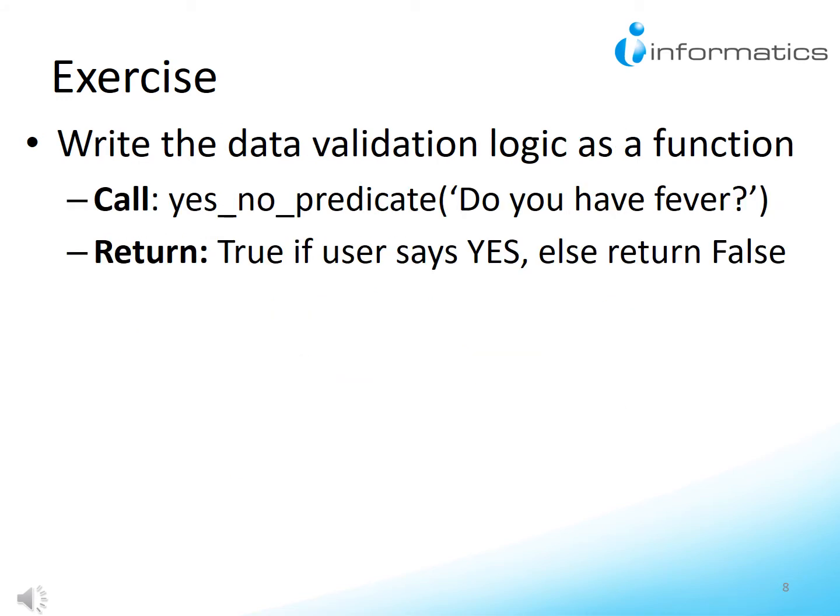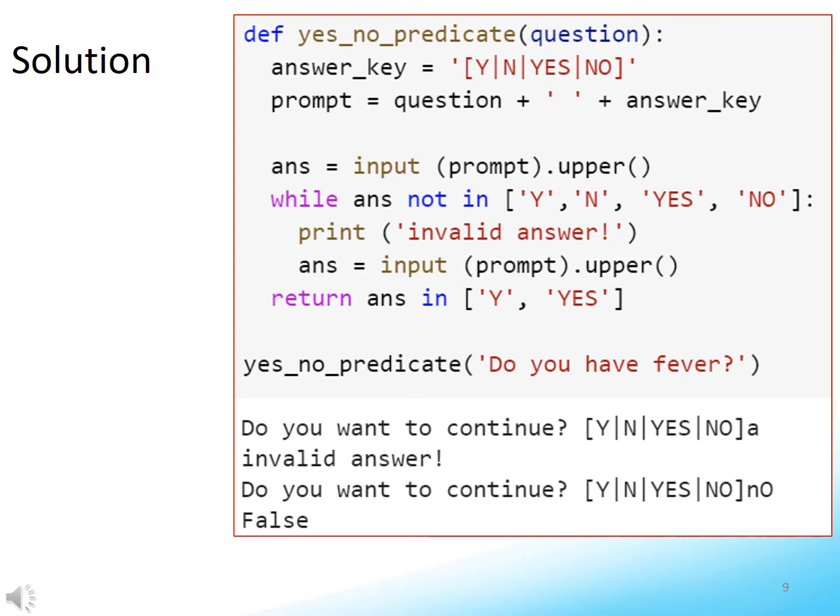Exercise. Write the data validation logic as a function. This is how the caller may call the function. yes/no predicate, "Do you have a fever?" This is the expected return value. True if the user says yes. Else return false. Here is the sample answer.